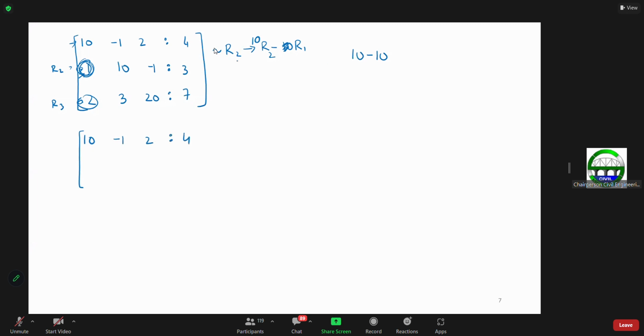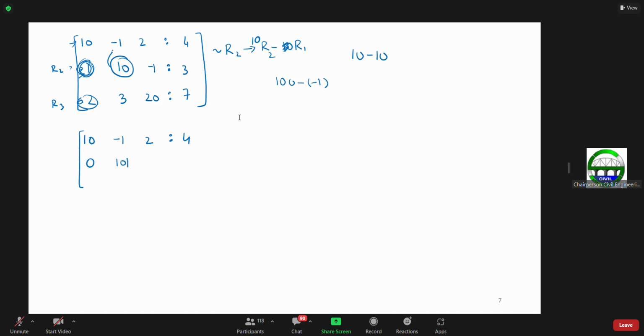So there will be a change in R2, right? If there is a change in R2, how will it look? You multiply R2 with 10. 10 minus 10 is equal to 0. Then I multiply R2, this is 100, minus 1. So it will be equal to 1, 0, 1. I multiplied this one with this one.